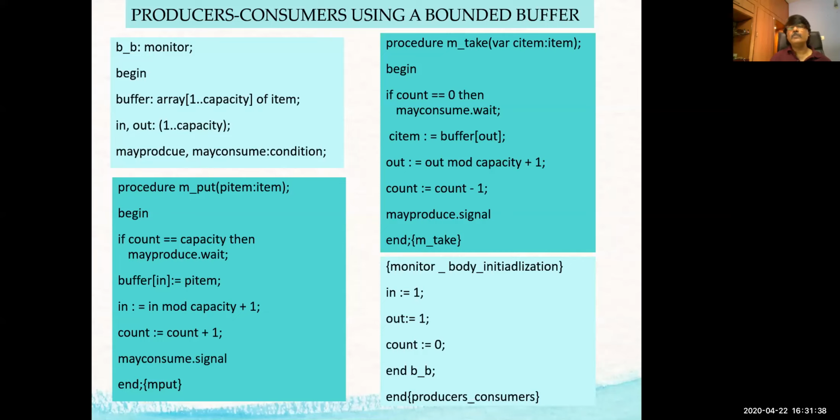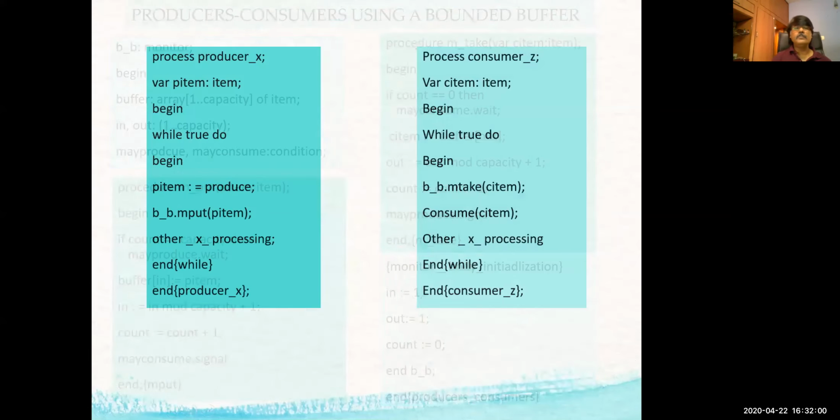Similarly, the code of consumer also will be very simple because consumer need not keep track of whether the buffer is empty or full. That is taken care of by the monitor. Consumer need not increment the value of out by out mod of capacity plus 1. Consumer need not send a wake up signal to the producer. So the producer consumer code will be very simple here because all the things are done by the monitor. If you see here, the code is very simple for producer X.